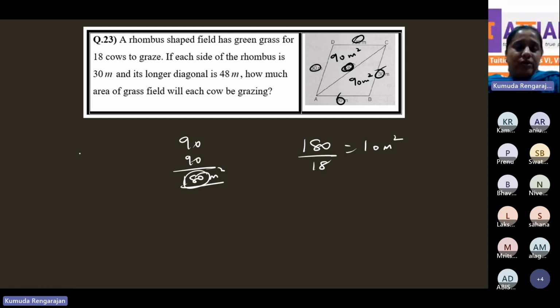is 180 meter square. 90 plus 90, 180 meter square. That's the total area of the rhombus. And if 18 cows have to graze, how much will each cow get? 180 by 18, 10 meters square.